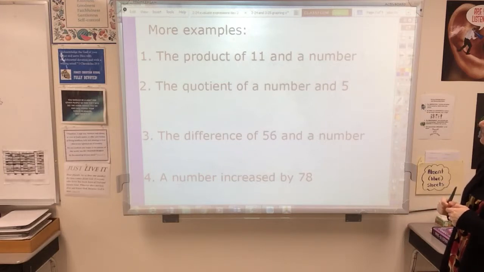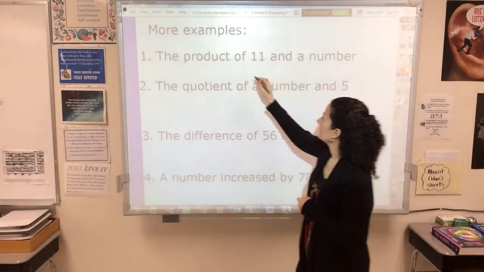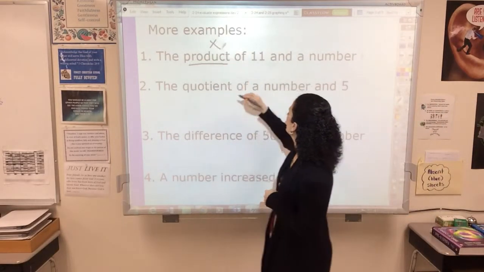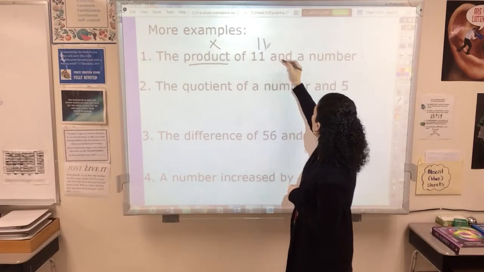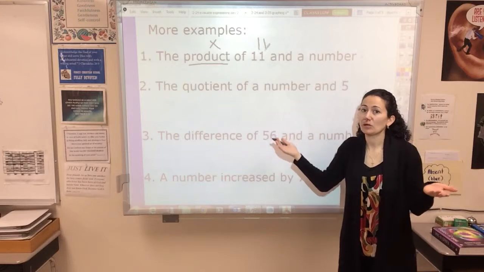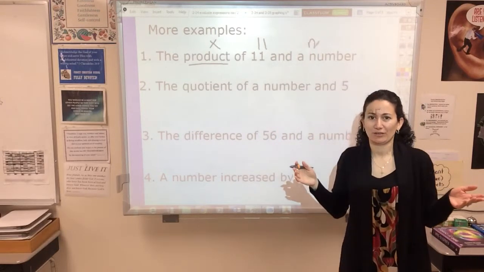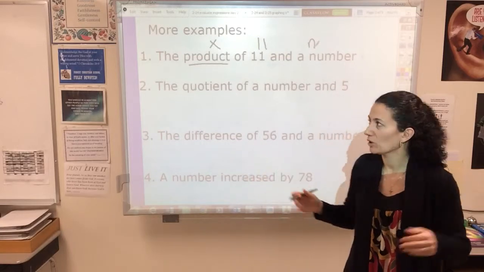The product of 11 and a number. Look at number 1. Make sure you're writing these down. Well, we know that product means times, and then we've got 11 and a number. A number, I don't know what that number is, so I'm going to use a variable. I'm going to use n. You can pick any variables you want, by the way, any letters you want.